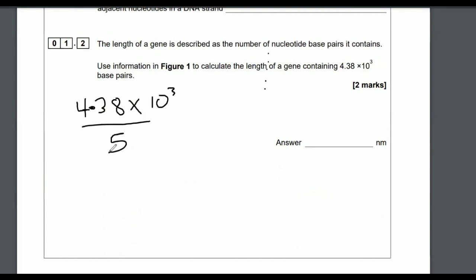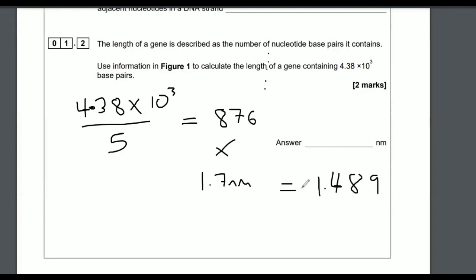So if we do 4.38 times 10 to the power of 3 divided by 5, you're going to get your first marking point. This is your first mark out of the 2 marks. It's 876. If they see that anywhere on your paper, the examiner is going to give you a mark. Now times it by 1.7 nanometers. We know we have 876 blocks of 5 in this gene. So let's times each of those blocks by 1.7 nanometers, and we should get not 1.4, that should be 1,489.2 nanometers total length for the gene.